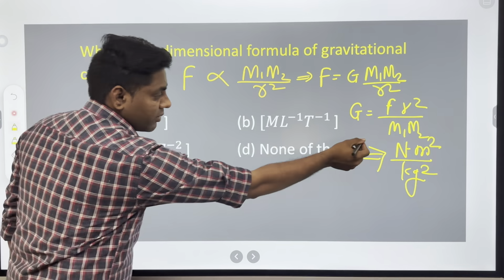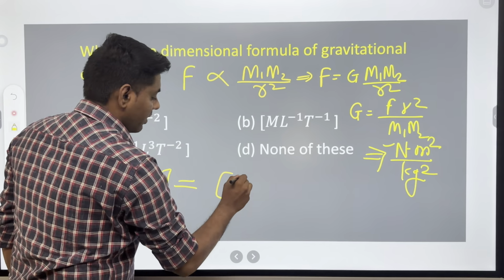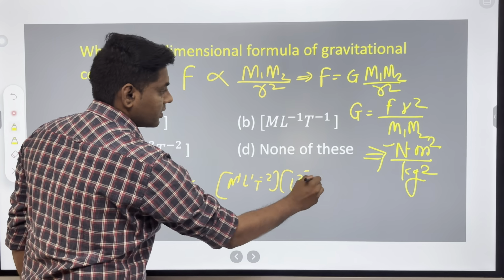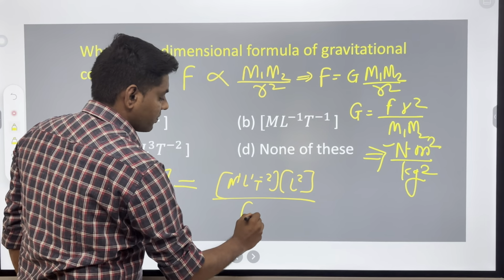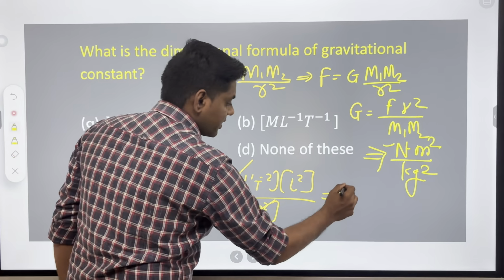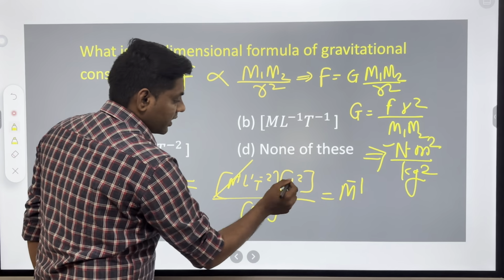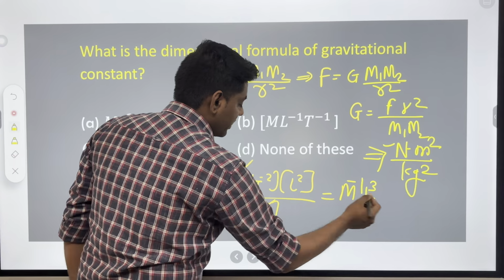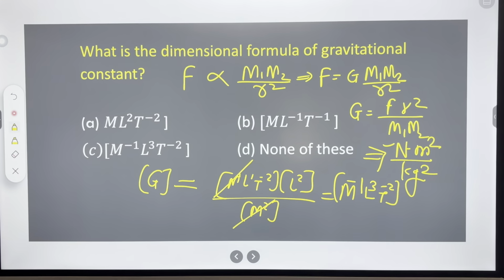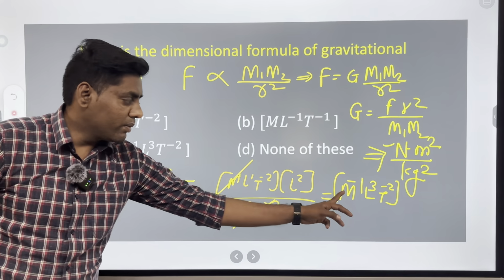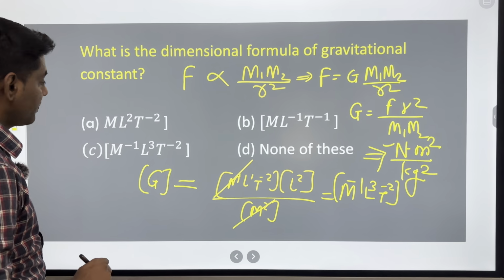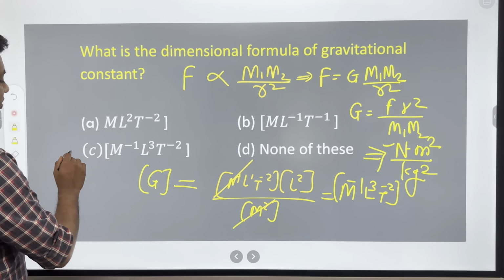The dimension of force is M1 L1 T minus 2, the dimension of meter square is L square, and the dimension of kg square is M square. So one M gets cancelled, remaining M raised to minus 1, and L1 and L2 become L3, and T raised to minus 2. So remember, the dimensional formula for the gravitational constant is M minus 1 L3 T minus 2. So now the option is option number C.